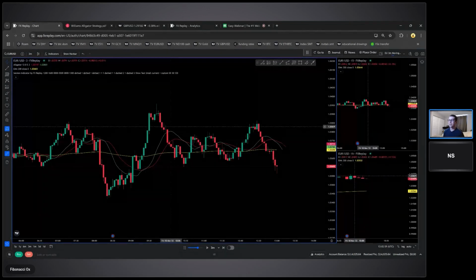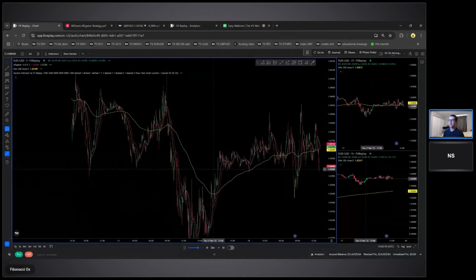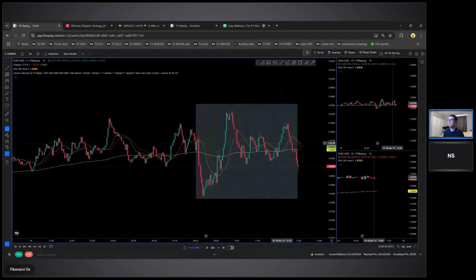We basically avoided this ranging chop all day, and that's the goal of this strategy, to avoid a lot of that, which is fine.